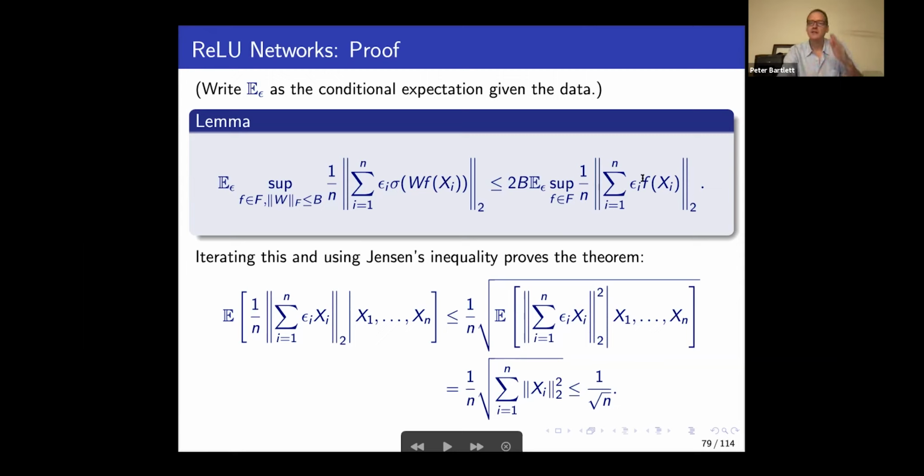You start off with the functions being just the original x's and compute whatever this thing is when there's no supremum here, where it's just epsilon i xi, and then keep on iterating, gathering a factor of 2b through the L different layers until you reach the output, when you've got a supremum over the full network with all of the constraints. And so that gives the 2b to the power L times whatever this thing is for the inputs, and that's a little calculation.